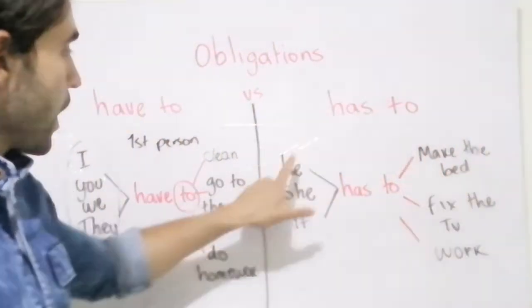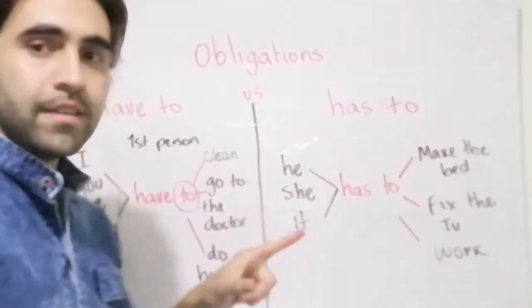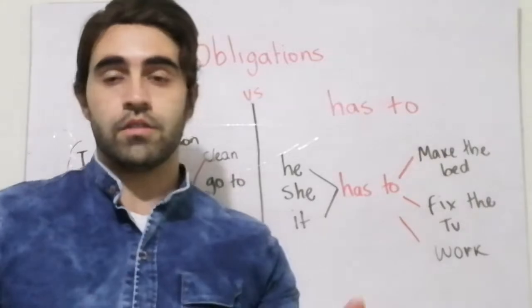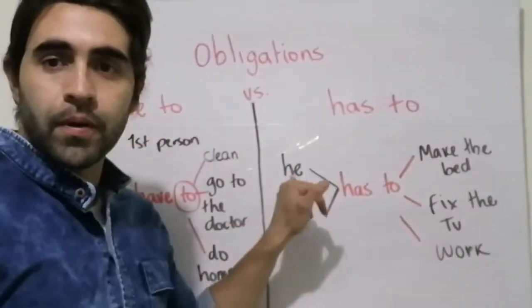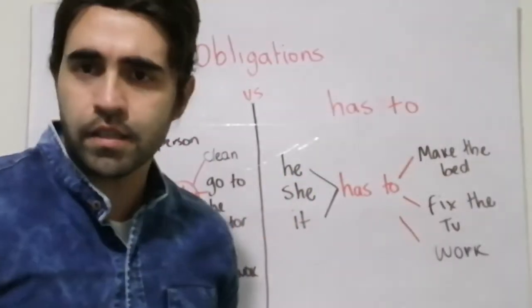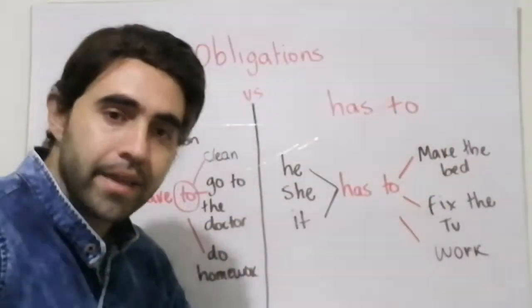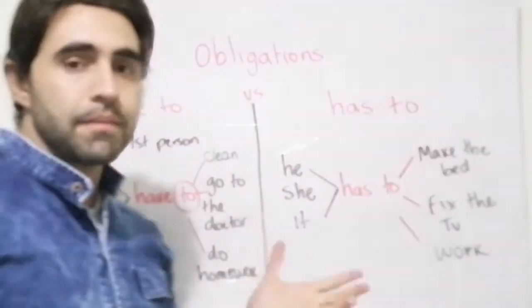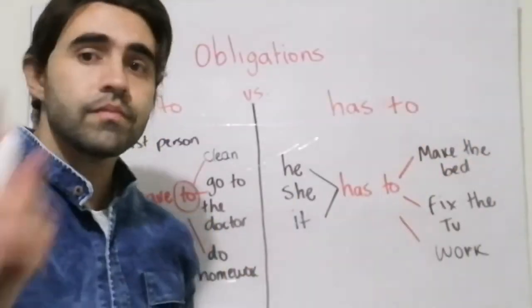In this case, we have he, she, and it. Those are third person, and it's possible, remember, to replace them with the personal pronoun. So I say, for example, he can be Juan. Juan, it's a good example. So I say, Juan has to make the bed. Yes, the bed where you sleep, you have to make the bed. So he has to make the bed, or Juan has to make the bed.